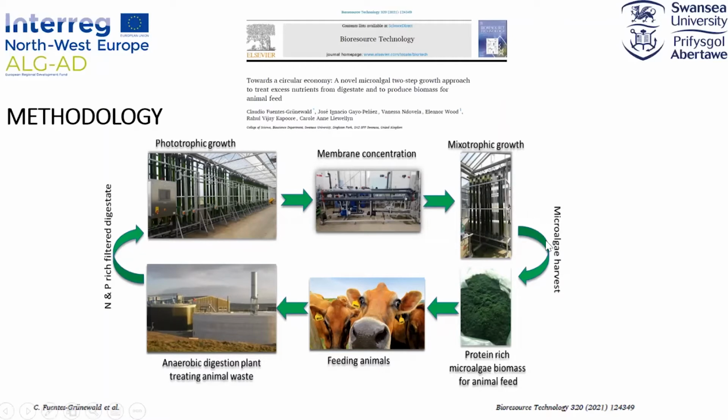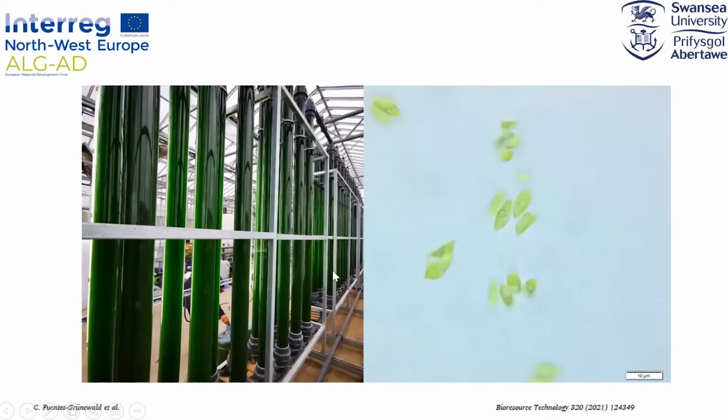And after that, we use, again, membrane filtration and centrifuge in order to get the biomass that, currently, actually, is being used for feed trial in piglet. In this case, it is cows, but currently we are doing fish trial and piglet trial with the same biomass that we produce in Swansea.